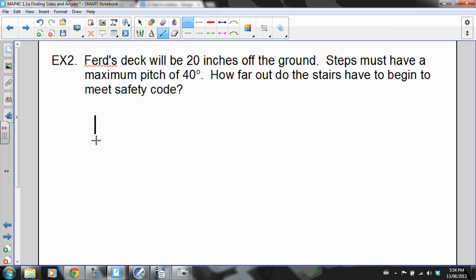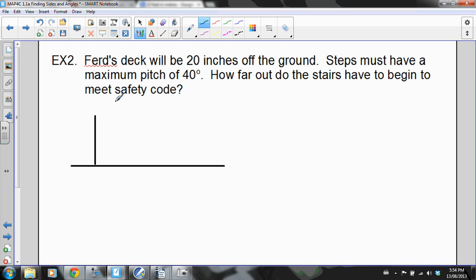It doesn't have to be perfect, but there's the ground. This is Ferd's deck here. Right there, Ferd's deck. There's the top. It says the deck is going to be 20 inches off the ground. So this is 20 inches.